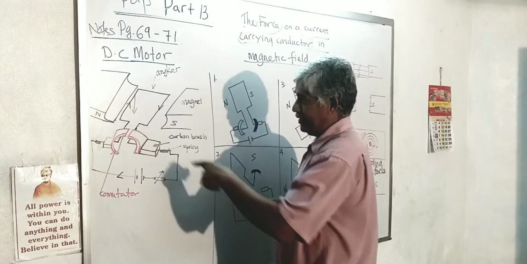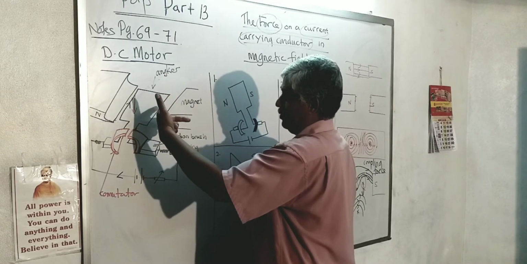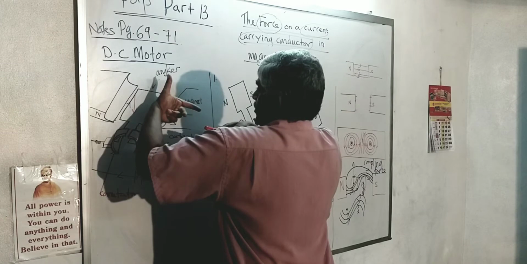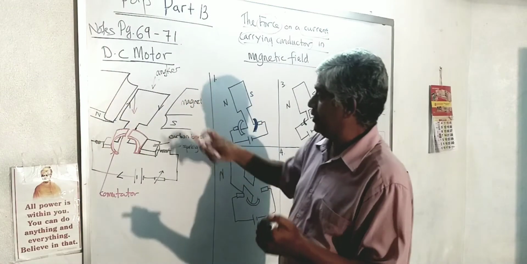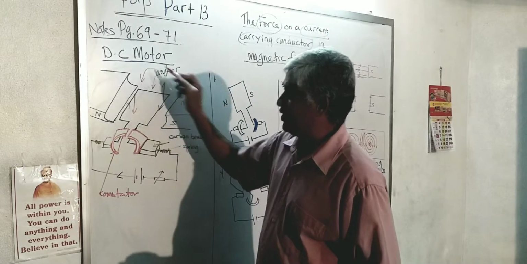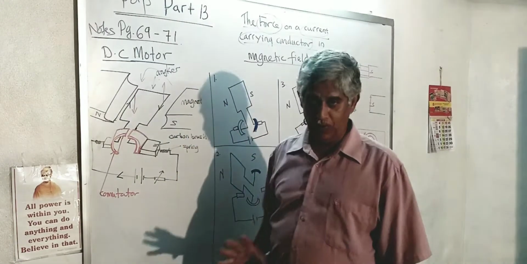And over here in this armature part, north to south, but the current now is coming out. So north to south, current coming out, so it's up. So here down, here up. So this force is upward. So what you get here? You get a rotational effect. So this is how a rotation takes place in the motor.